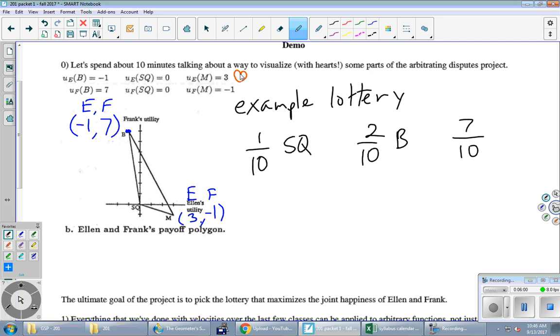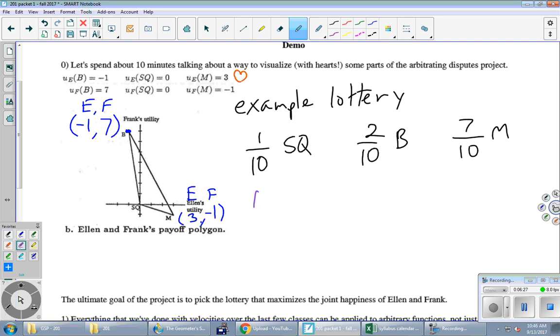You're going to use that in the first question in your project. The probabilities you come up with have to add up to 1. 7/10 of the time we are going to go to the mountains. This is just one possible lottery that we could propose. It's not flipping a coin. It's a little more complicated, but it's easy enough to simulate. All right, so let's figure out what this actually means in terms of the expected happiness for Ellen and Frank.